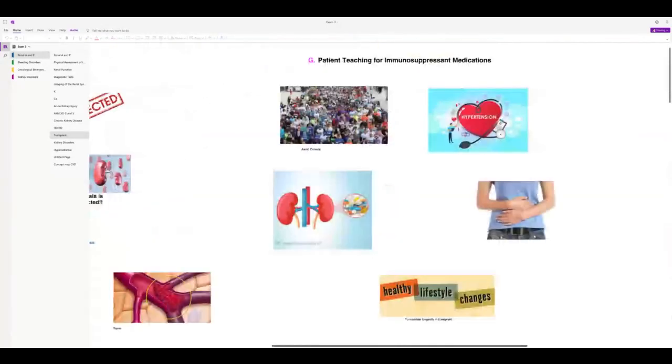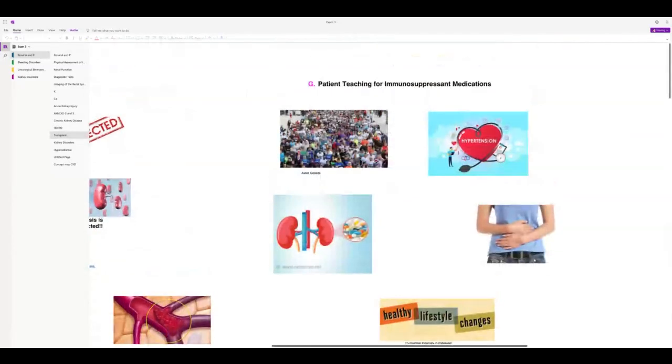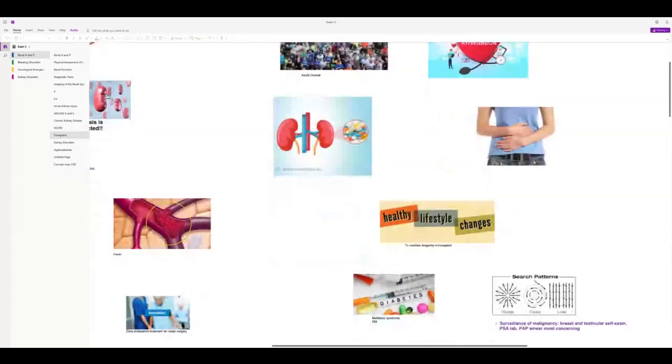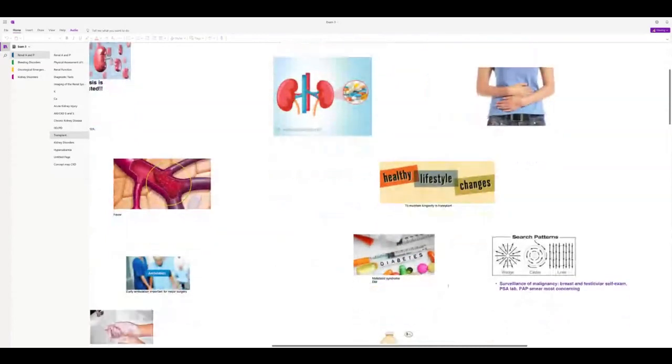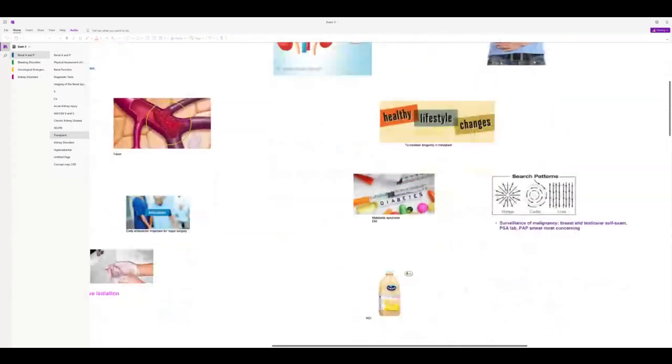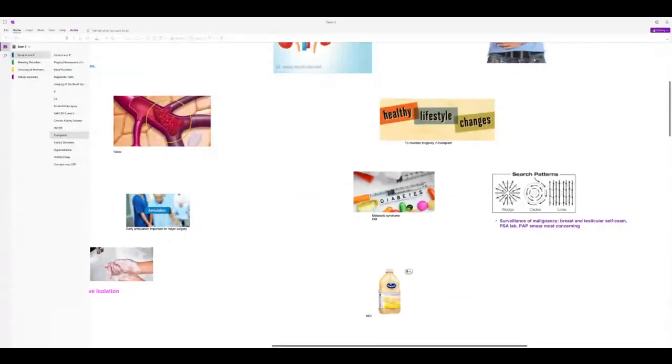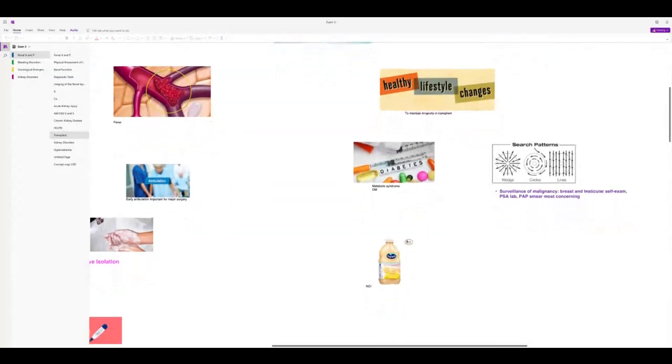Patient teaching for immunosuppressant medications: avoid crowds, hypertension. The drugs are nephrotoxic, so you have to be careful. And they need to adopt a healthy lifestyle. They need to engage in surveillance of malignancy, because this is like the worst thing that could happen with somebody on immunosuppressant drugs, because if they get cancer, it's going to be very hard to treat on those drugs and have to have chemotherapy. And no grapefruit juice.